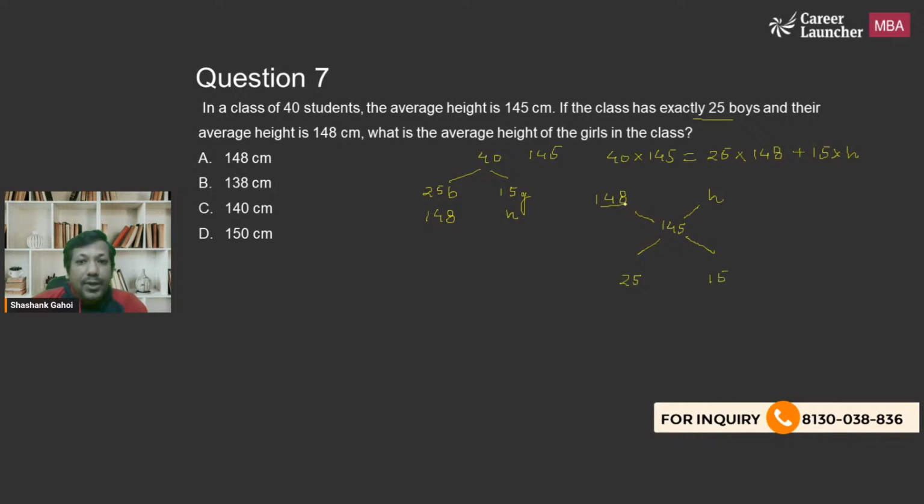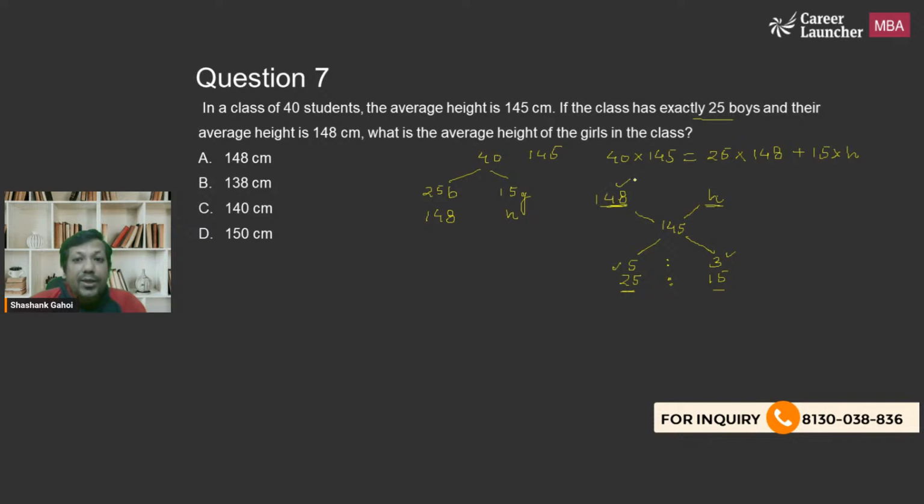Here I am writing the average of boys, so boys will come here. Here I am writing the average of girls, so girls will come here. What is the ratio we are looking for? We are looking for a ratio of 5:3. What is the difference of 148 and 145? That is 3. So what should be the difference of h and 145? That should be 5, right?